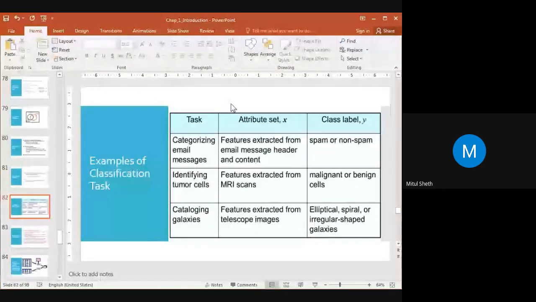Okay, next is if you want to identify the tumor cells, then you just need to provide the X.